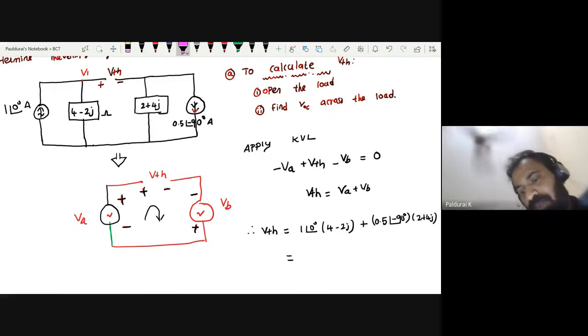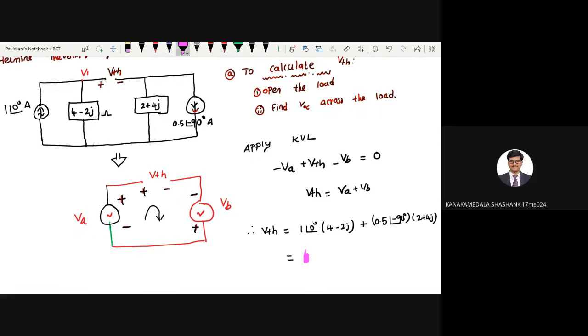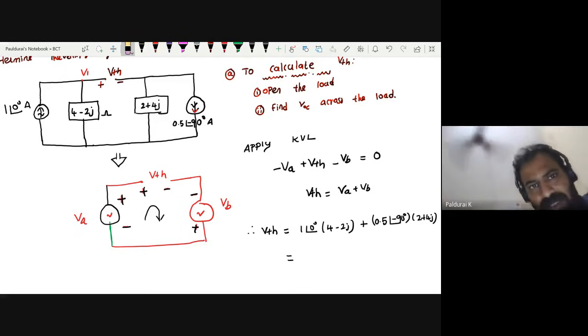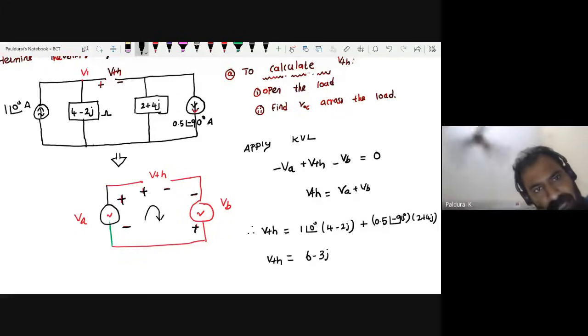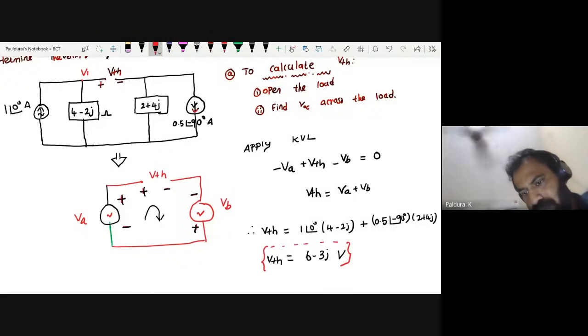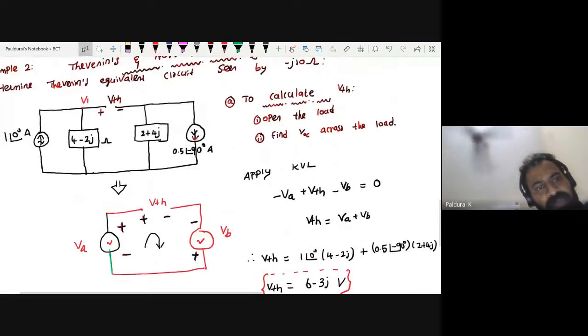So it's 6 minus 3j. Yeah, very good. What's the unit? Volt, sir. Yeah, volt. So this is the way to calculate VTH. It's very simple, using source transformation and KVL. That's it. Nothing new. Now coming to RTH.